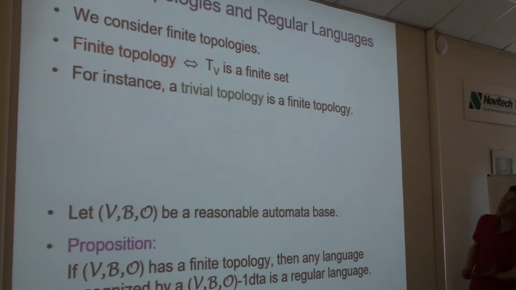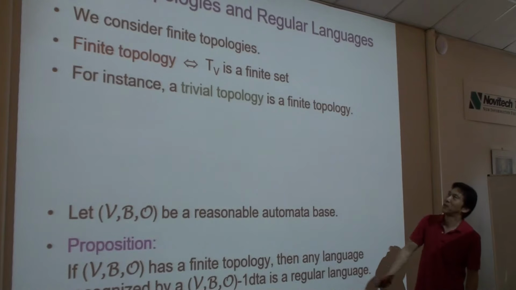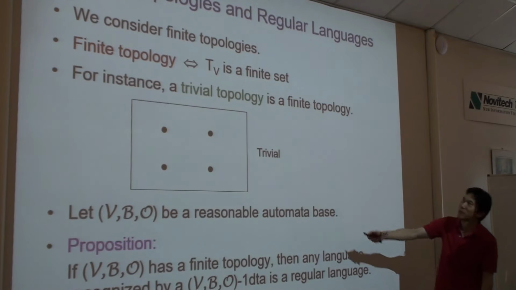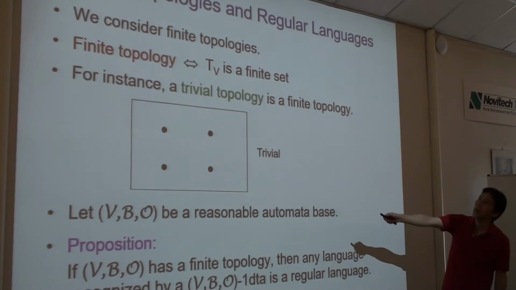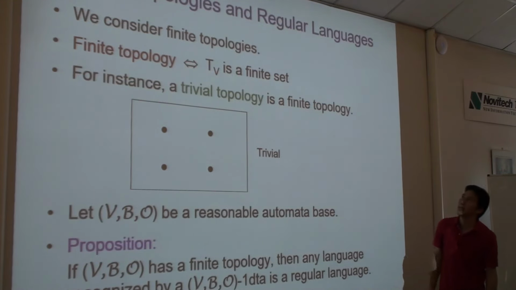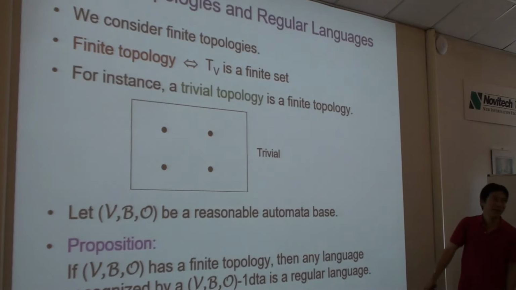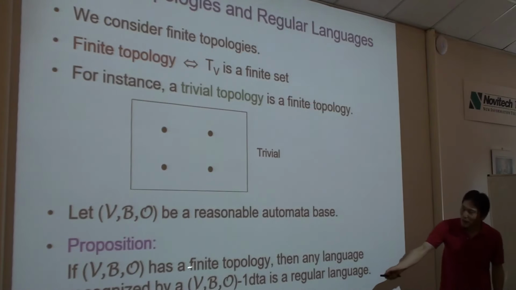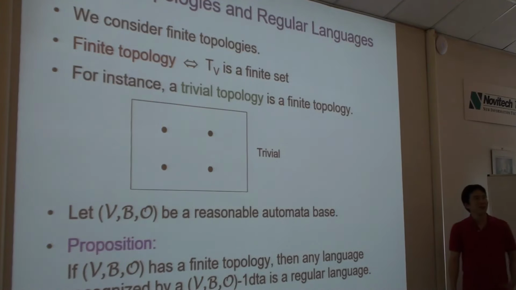Well, the third one is the finite topology. One of the examples is the trivial topology, which is a finite topology. I just remind you that finite topology means that the topology itself is a finite set, so we only have a finite number of open sets. For finite topology, one DTA recognizes only regular languages. We have seen this in one example, right?